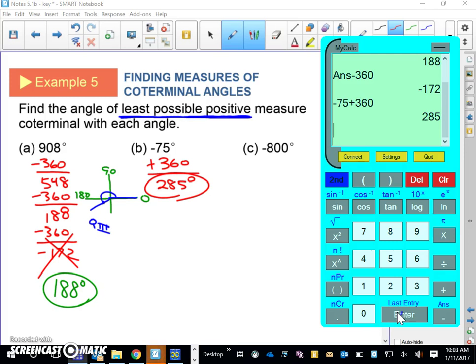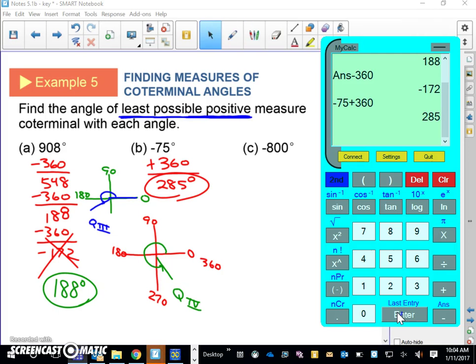Anybody know what quadrant that is? Quadrant 4, very good. Here's 0, here's 90, here's 180, here's 270. If I go all the way around, that's 360. And so 285 is going to put me just past the 270 into quadrant 4. Now again, they didn't ask me to do that. That's just something that's going to be helpful.